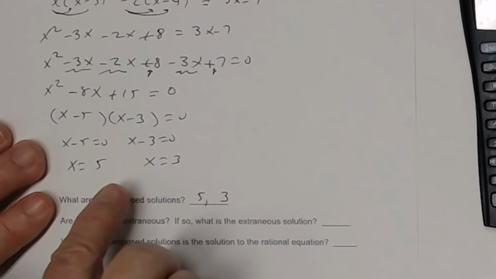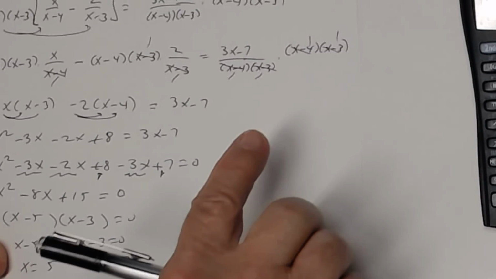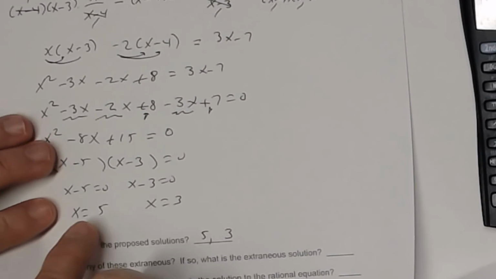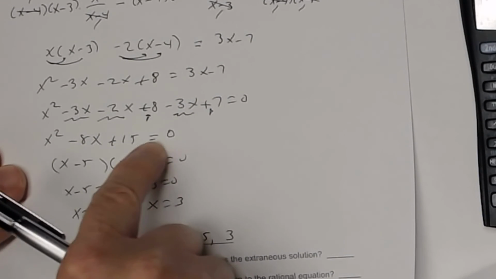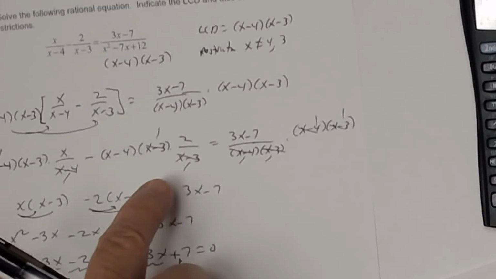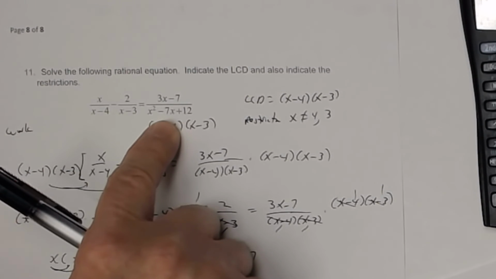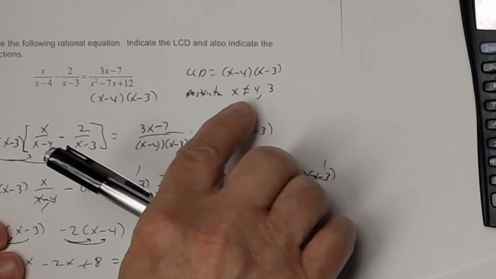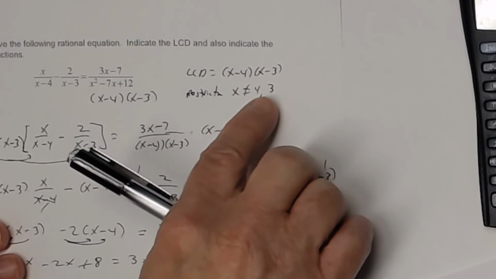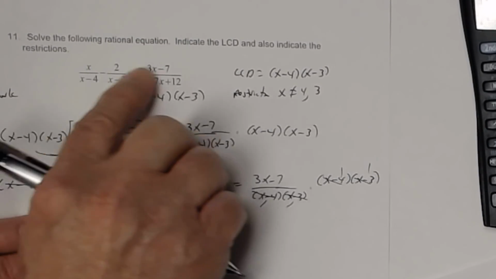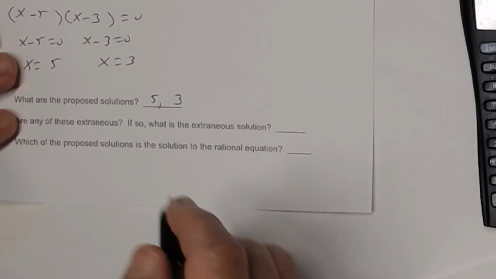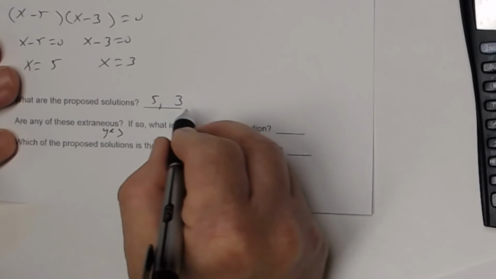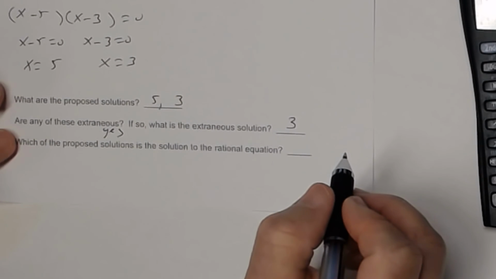You have to check and see if any of these proposed solutions are restrictions or extraneous solutions, false solutions. So these proposed solutions are solutions to this quadratic equation, but are they solutions to this rational equation? That's the question. So if I look at this 5 and 3, I want you to notice that one of my restrictions is 3. So that's going to be a false solution. That's going to make this equation not a true statement. So are any of these extraneous? You're going to say yes. If so, which one? It's the 3. It's the one where x equals 3.